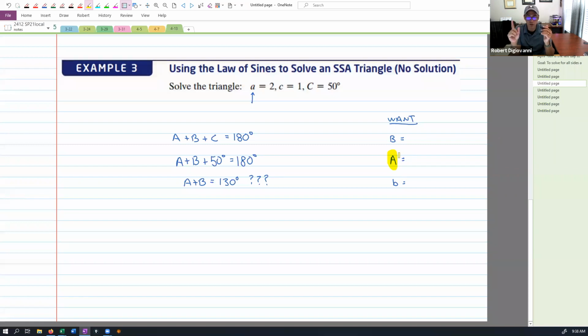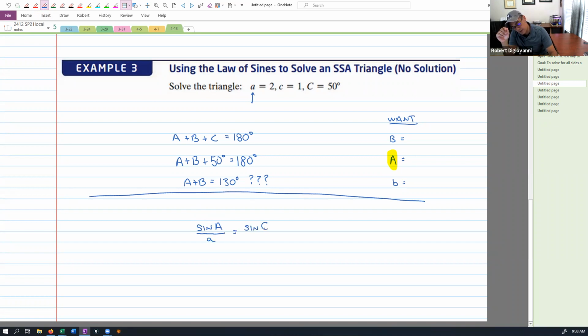Now we're trying to solve for capital A. So watch what I do here. I'm going to write the law of sines this way: sine of capital A over little a equals sine of capital C over little c. See how I'm using them in the other version flipped over? Instead of having the little letters on top and the sines on the bottom, I'm doing the sines on the top and the small letters on the bottom. That's because I'm trying to solve for sine A.